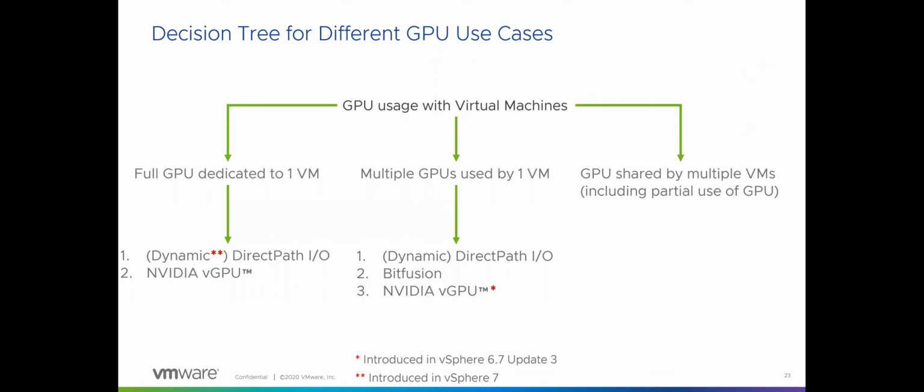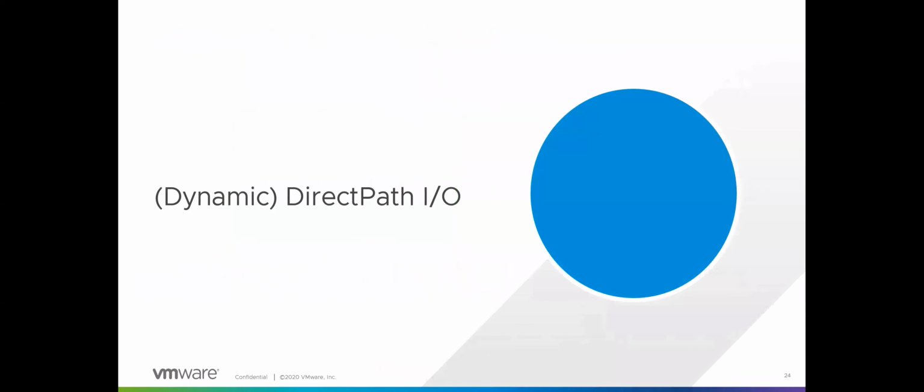The last option is something that we did for compute resources as well. So carve up physical resources and share them amongst multiple virtual machines or workloads, right? And we can do that again with Bitfusion and Nvidia vGPU. Let's dig a little bit deeper into all these various options.